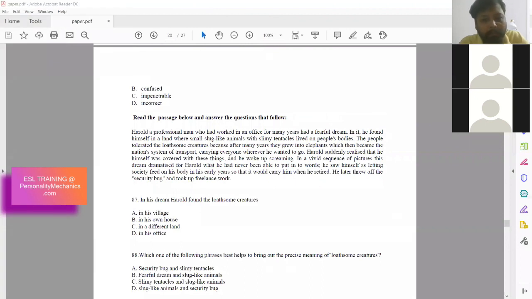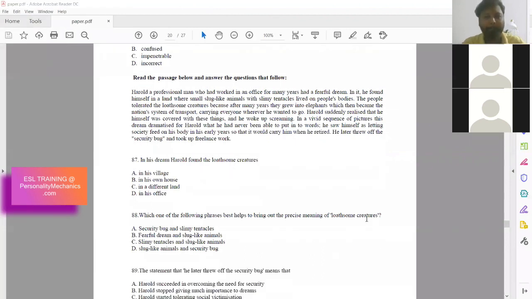Try it. Read it. Just a very small passage.